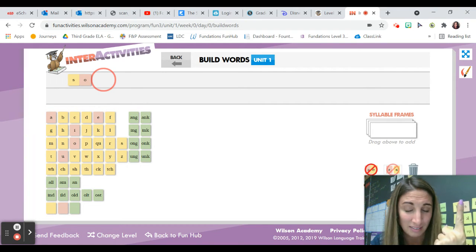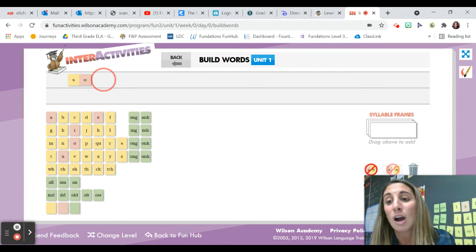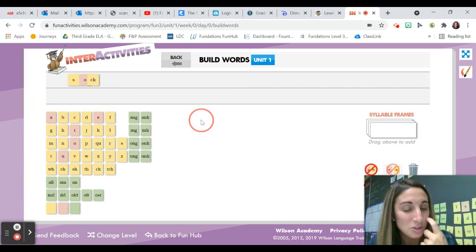Is it C? Not many words in the English language end with C. Is it K? Would that look right? Or what was the other one we touched? CK, the digraph. Would that look right? Now, a lot of friends remembered that yes, it would be CK at the end. Why, though? Do you remember the rule as to why it's CK?